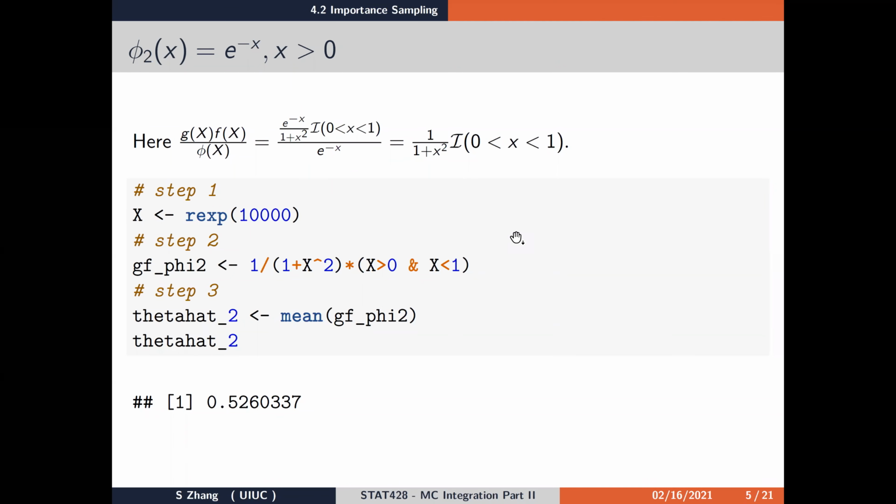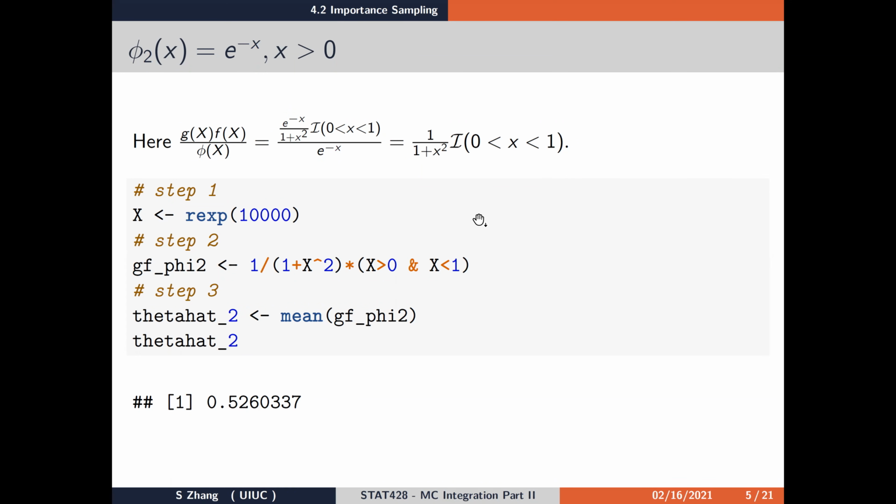So let's see the code that implements phi2. In this case, g of x times f of x divided by phi of x will be equal to e to the negative x divided by 1 plus x squared, indicator x between 0 and 1, divided by e to the negative x. That's our phi2. And that is equal to 1 divided by 1 plus x squared times the indicator function that x is between 0 and 1.